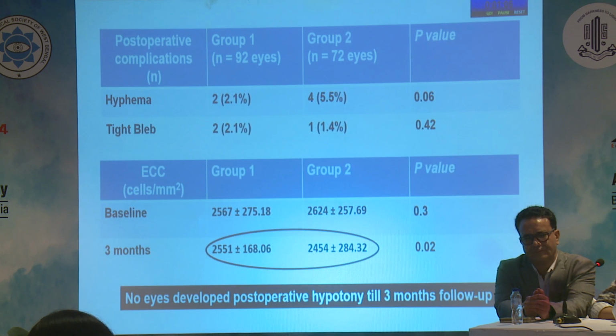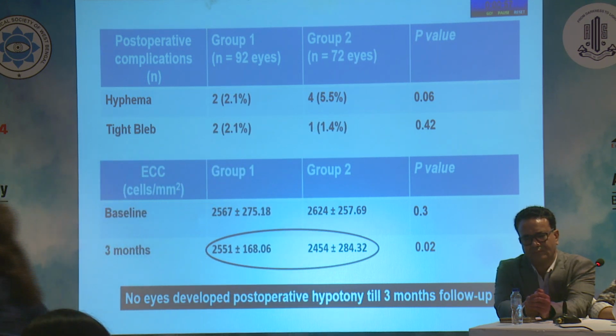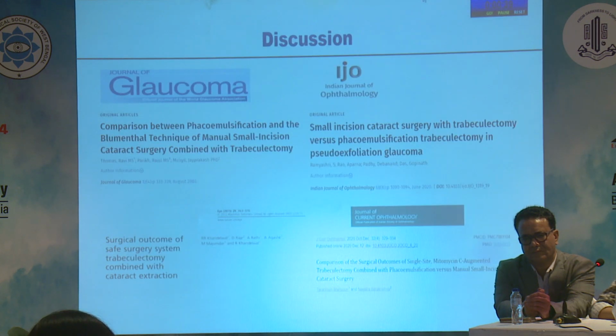The postoperative complications included hyphema in 2% of the eyes in group 1 and 5% of the eyes in group 2, and there was a tight bleb, which we defined as a bleb which failed to form even after a bleb massage, where we have done a laser suture lysis at 1 week. So it was seen in 2% of the eyes in group 1 and 1.4% in group 2. The major difference came in endothelial cell count, where there was a statistically significant difference between the groups. No eyes developed postoperative hypotony till 3 months follow-up.